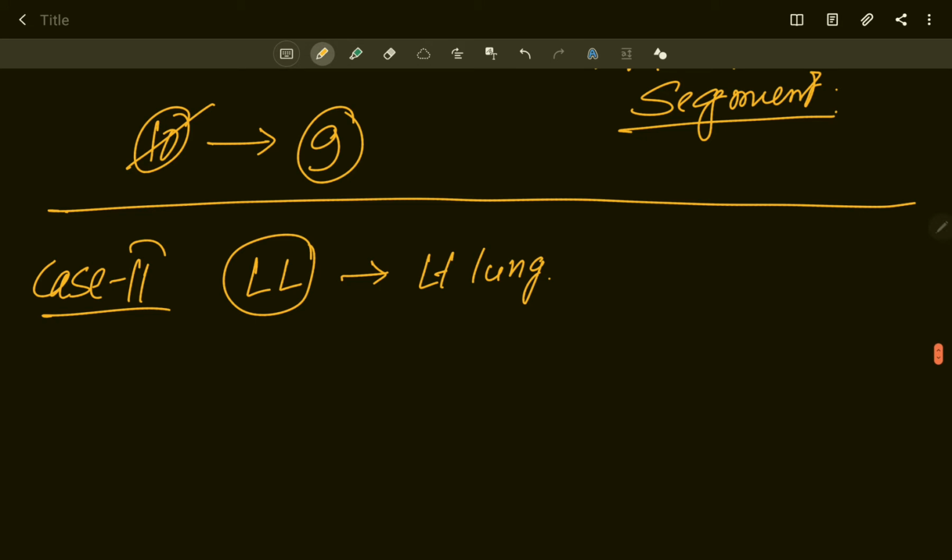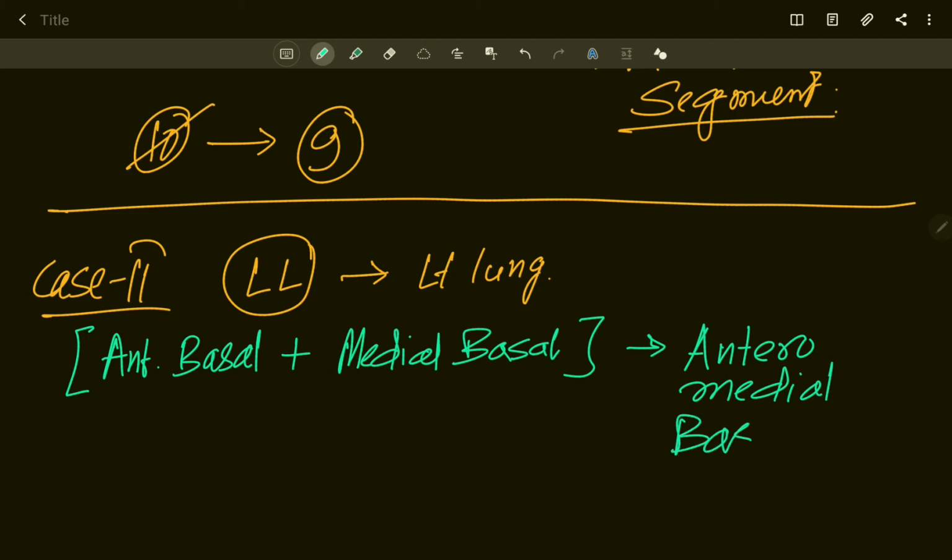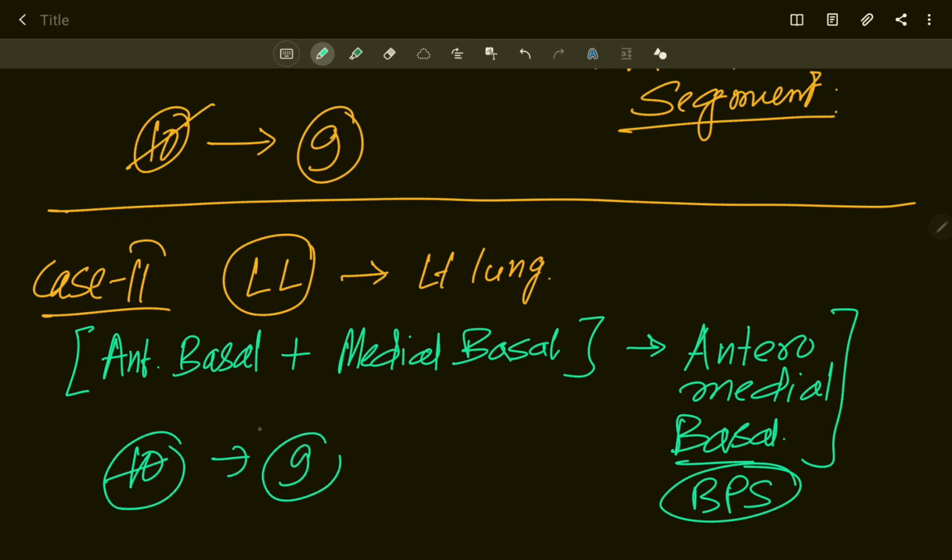What happens in this case? Your anterior basal and medial basal are fused with each other and form a single segment, which is called the anteromedial basal bronchopulmonary segment. Okay, in this case also your number is converted into 9.